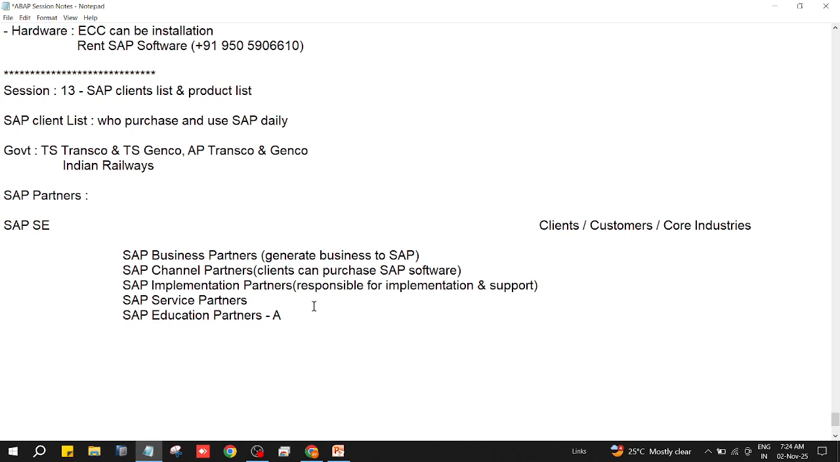But if you want to learn SAP, there is an official partner, Atos. Earlier it was Atos Origin, now Origin is separate. Atos is a France-based company. They do implementation also, and they provide official education in India. Earlier Siemens was there, a German-based company. Now Atos came into the picture. This is about the SAP education partners.